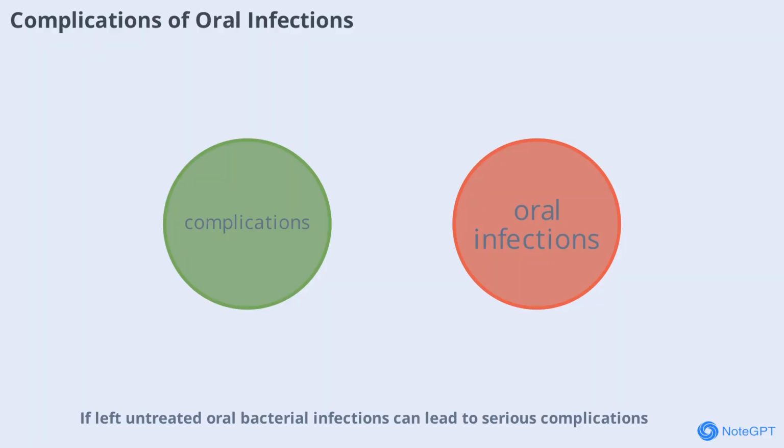Left untreated, oral bacterial infections can lead to serious complications. Tuberculosis may spread to other organs, syphilis can cause cardiovascular and neurological damage, gonorrhea may result in pelvic inflammatory disease or epididymitis, impetigo can cause deeper skin infections, and Noma leads to severe facial deformity and even death. Early recognition and treatment are vital to prevent these outcomes.